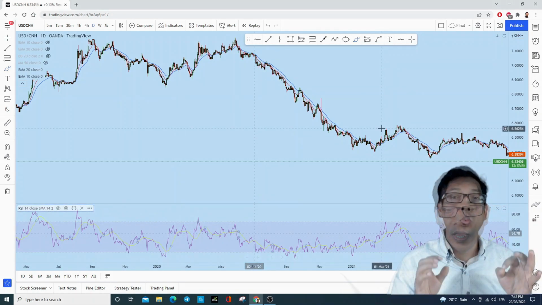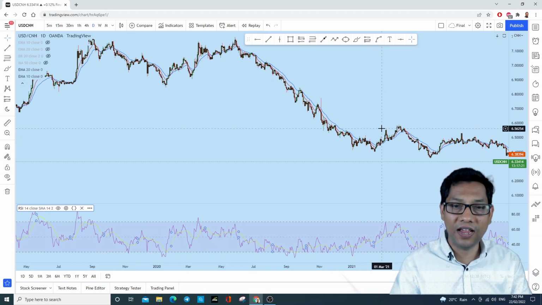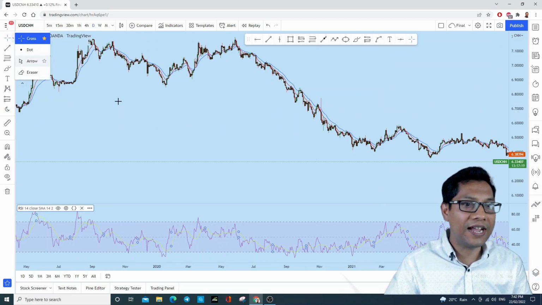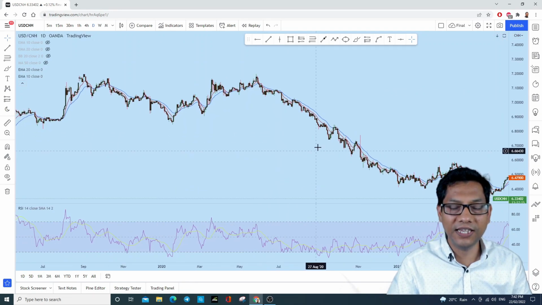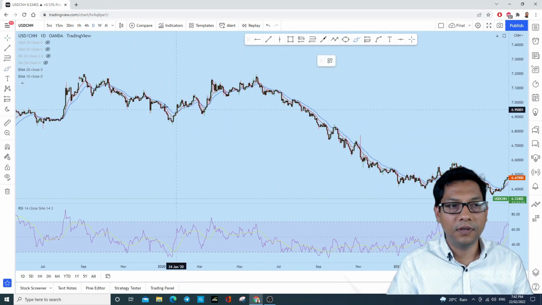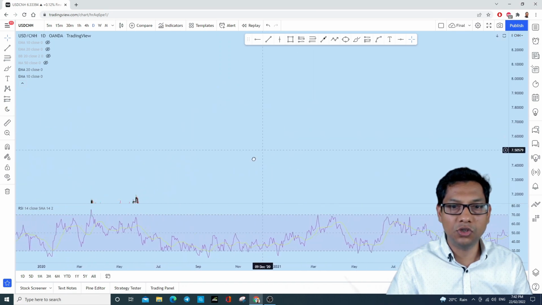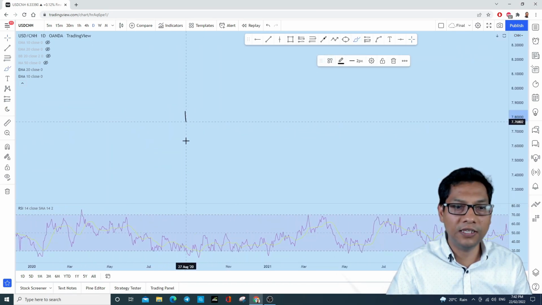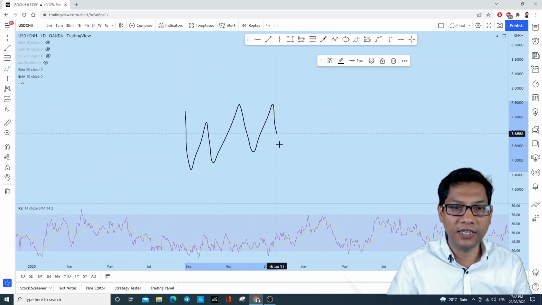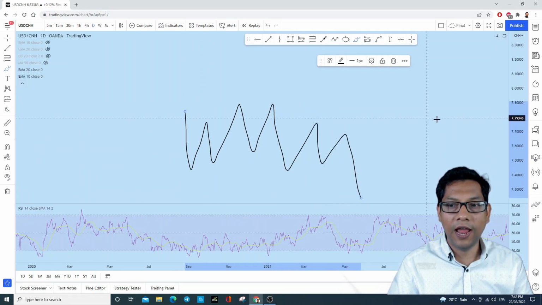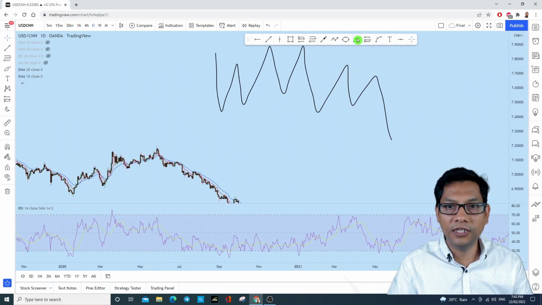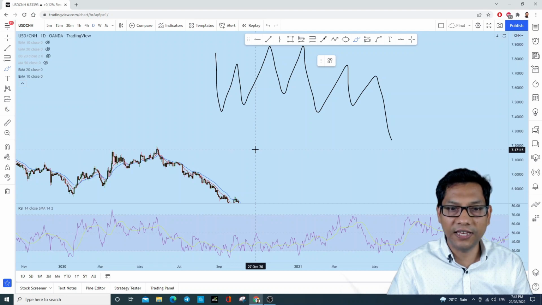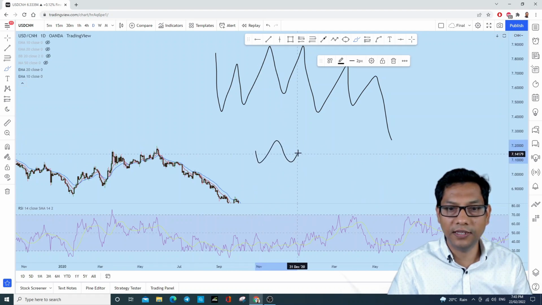Now let's see what RSI divergence is. Let me clearly explain what RSI divergence is. Let me show you in a separate place to explain clearly. Let's say this is the chart, the market is like this, and this is your momentum, the RSI indicator, let's say like this.